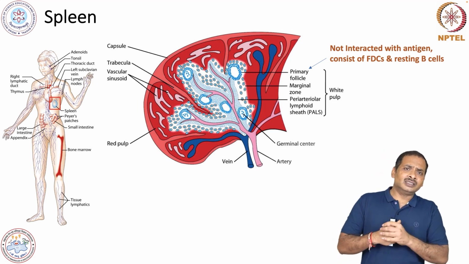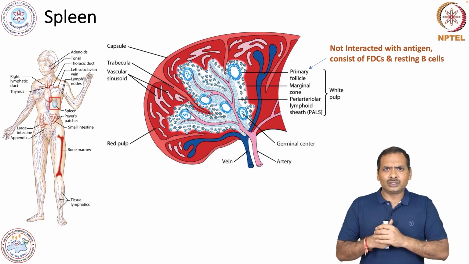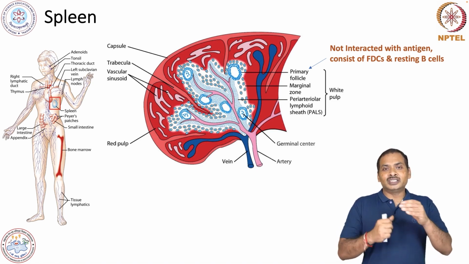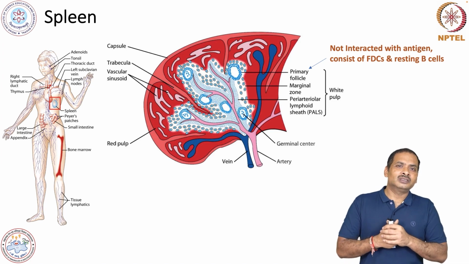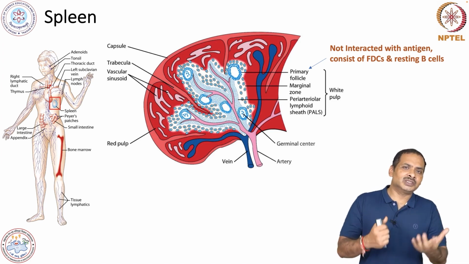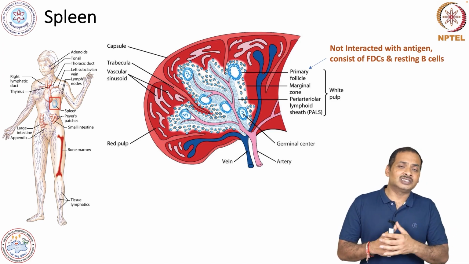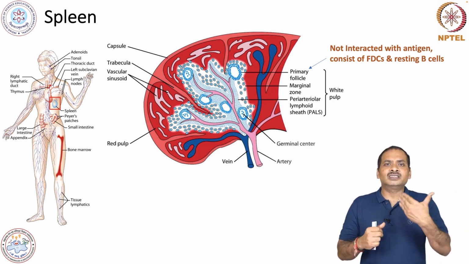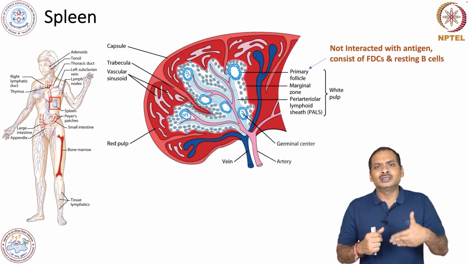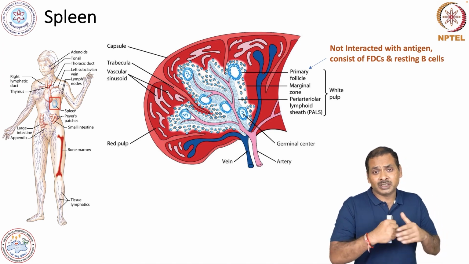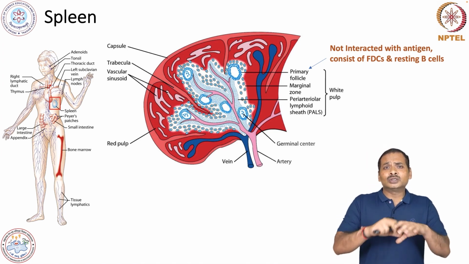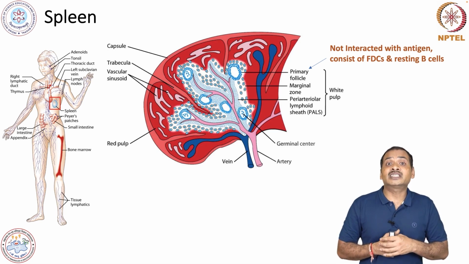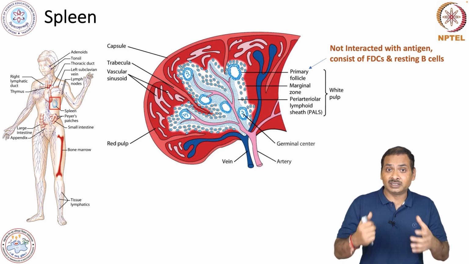And there is another term which we call a secondary follicle. In a secondary follicle, there will be a lot of interaction between FDCs, antigen presenting cells, and dendritic cells, all very active. They will be actively secreting plasma, differentiating B cells into plasma cells. So, all those very active areas we call a secondary follicle or germinal center.